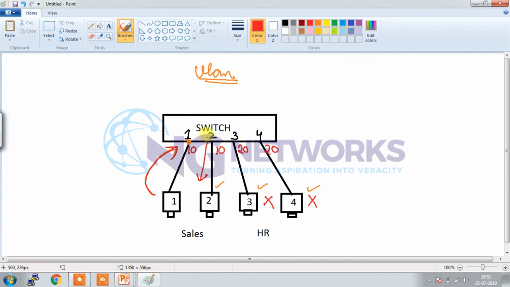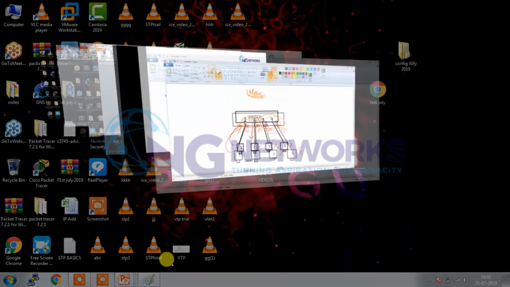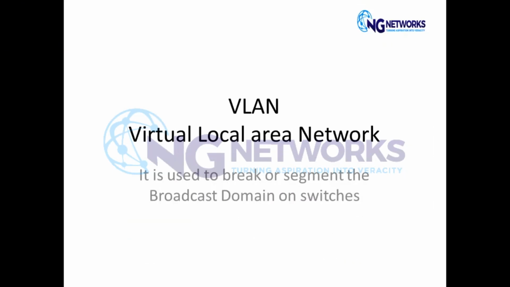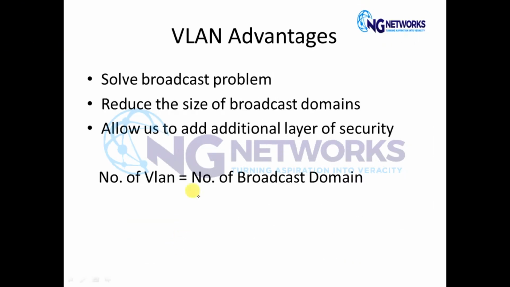So with the help of VLAN, we have divided the broadcast domain. This is one broadcast domain and this is a different broadcast domain. Understood? This is the concept of VLAN. Let's discuss the advantages. It solves the problem of broadcast which we have already discussed. It reduces the size of the broadcast domain.